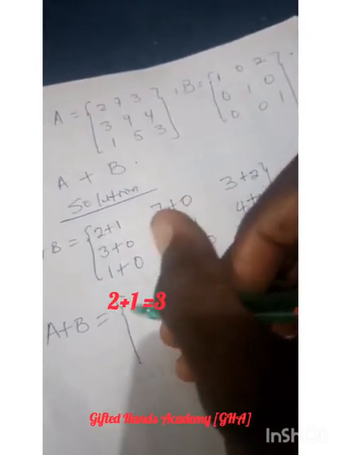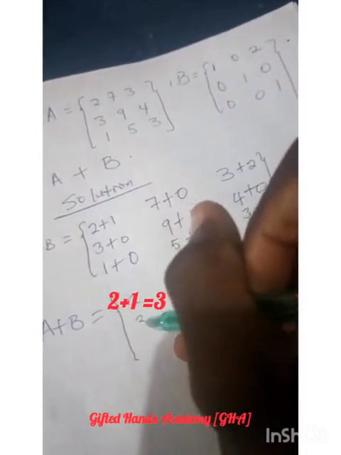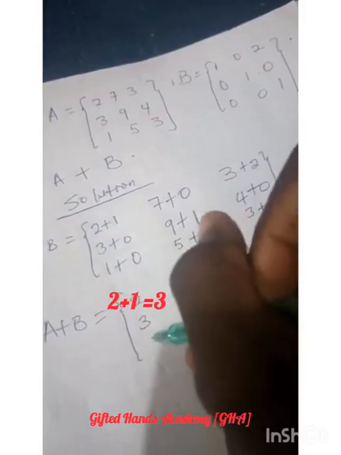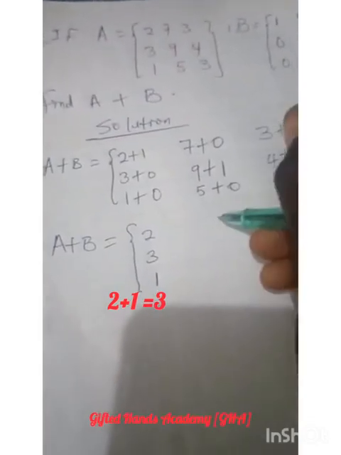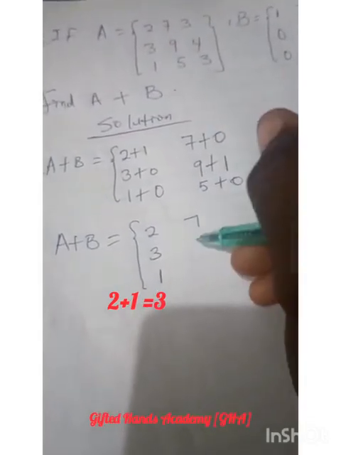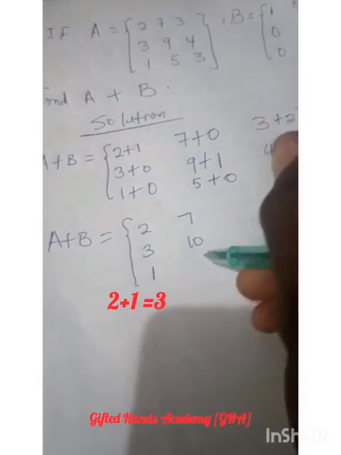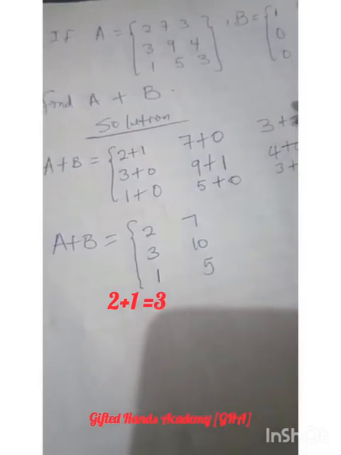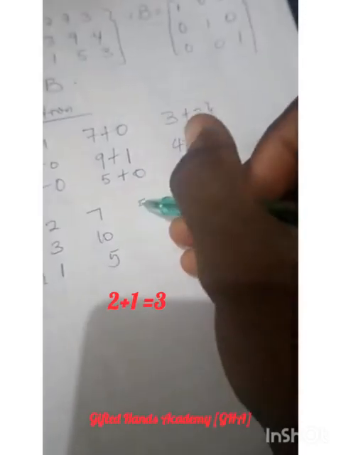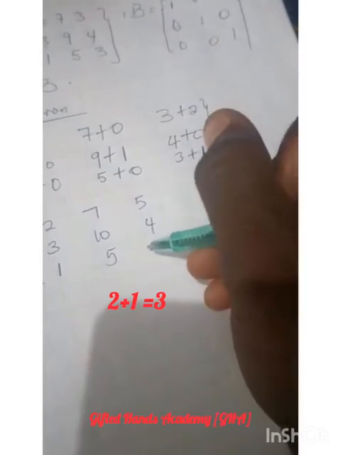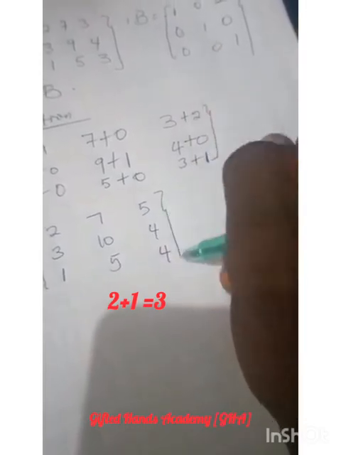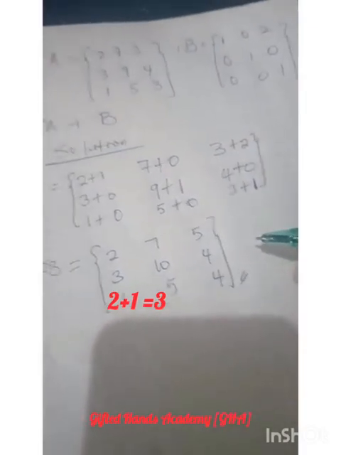So 2 plus 1 gives us 3. 3 plus 0 gives us 3. 1 plus 0 gives us 1. We are done with that. Then 7 plus 0 gives us 7. 9 plus 1 gives us 10. 5 plus 0 gives us 5. Then 3 plus 2 gives us 5. Then 4 plus 0 gives us 4. 3 plus 1 gives us 4 as well. So this is our final answer for A plus B.